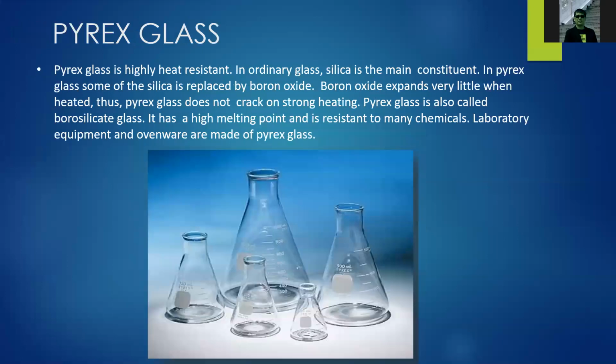So we have also the Pyrex glass. It is highly heat resistant. In ordinary glass, silica is the main constituent. In Pyrex glass, some of the silica is replaced by boron oxide. Boron oxide expands very little when heated, thus Pyrex glass does not crack in strong heating. Pyrex glass is also called the borosilicate glass. It has a high melting point and is resistant to many chemicals. Laboratory equipment and ovenware are made of Pyrex glass.